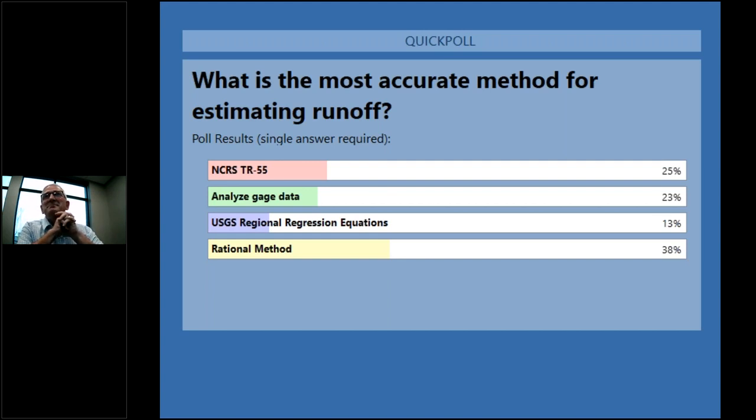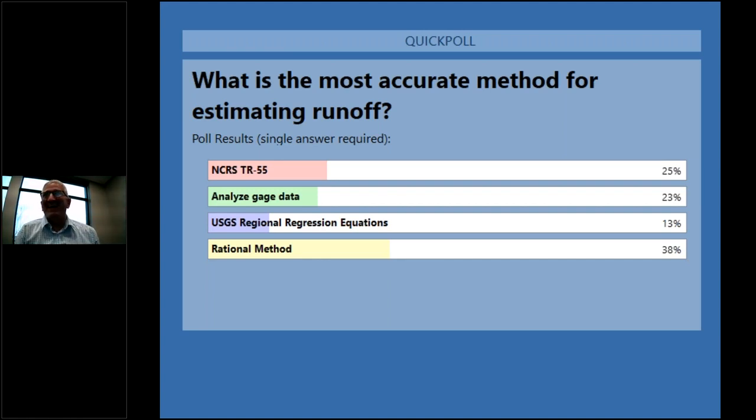So TR55 received 25% of the vote. Analyzing gauge data received 23%, so about an even split there. USGS regional regression equations received 13%, and the leader was the rational method with 38%.